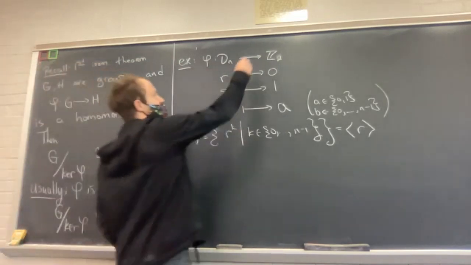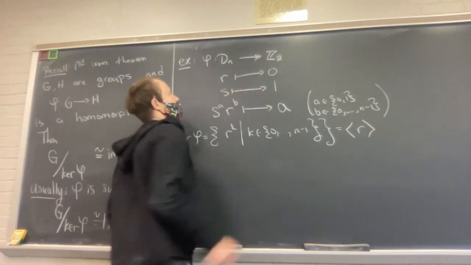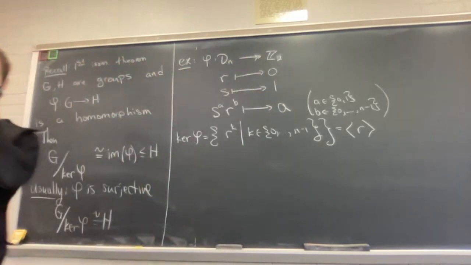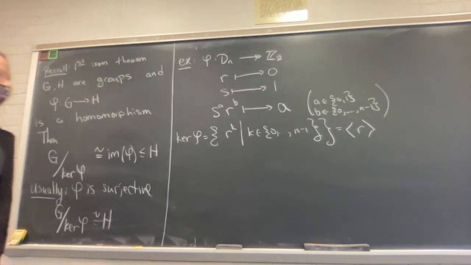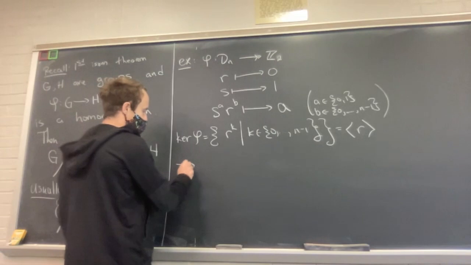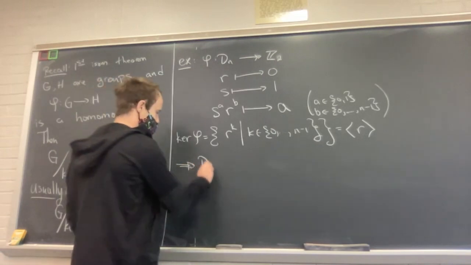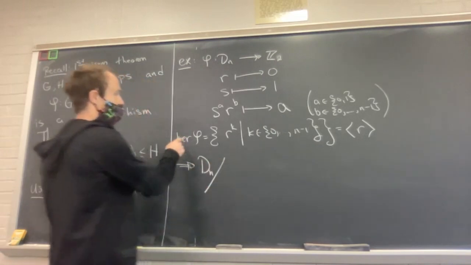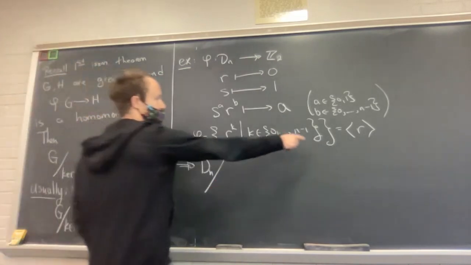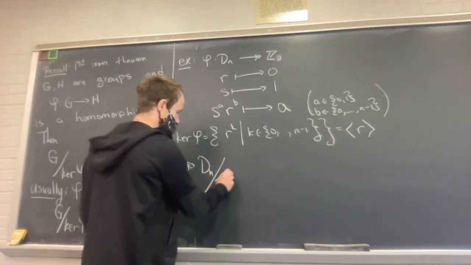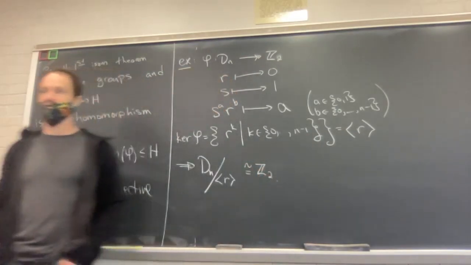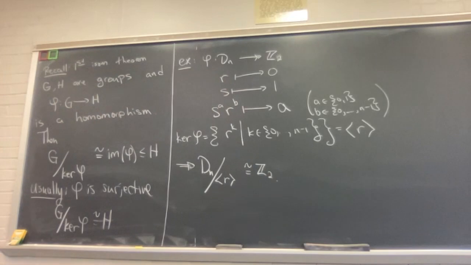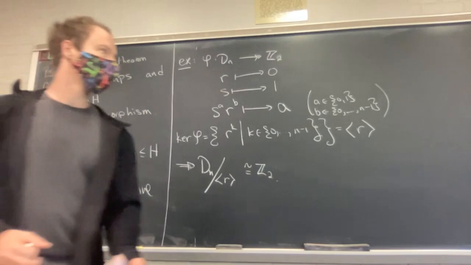Another thing that we notice is that this is onto. I'll put another little arrow there to mean that that's onto. We only have to land onto two elements, and we do, 0 and 1. But then by the first isomorphism theorem, this immediately tells us that Dn mod the kernel, but the kernel was equal to this cyclic subgroup, is isomorphic to Z2. That's all we had to do. Okay, let's do another.